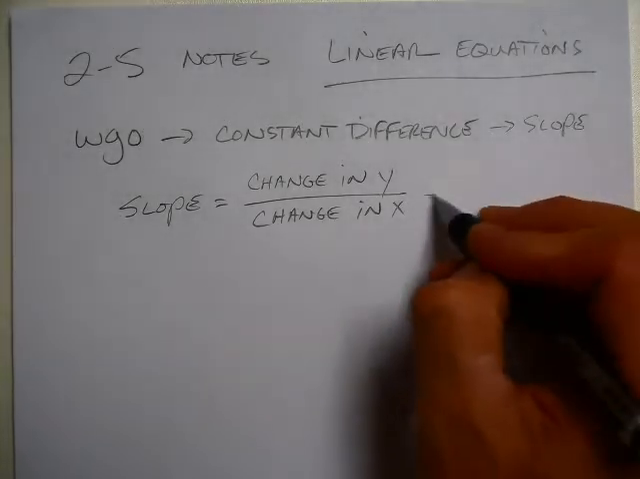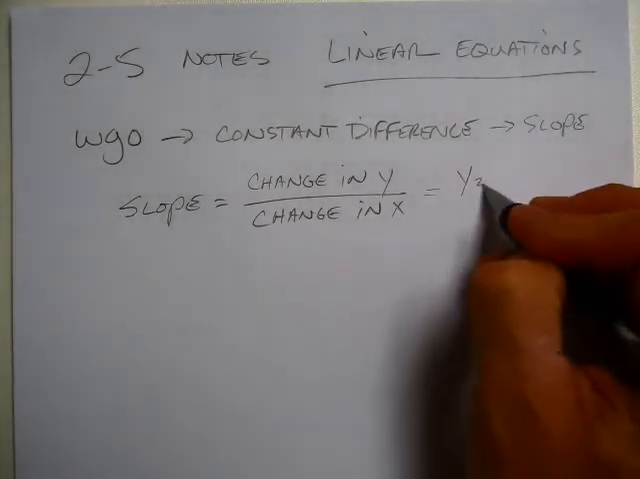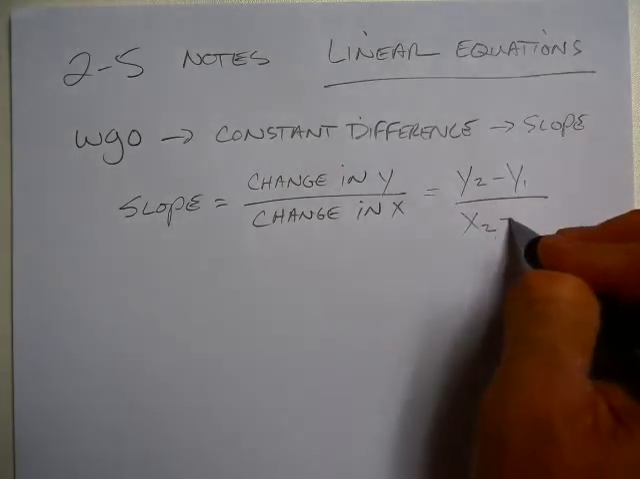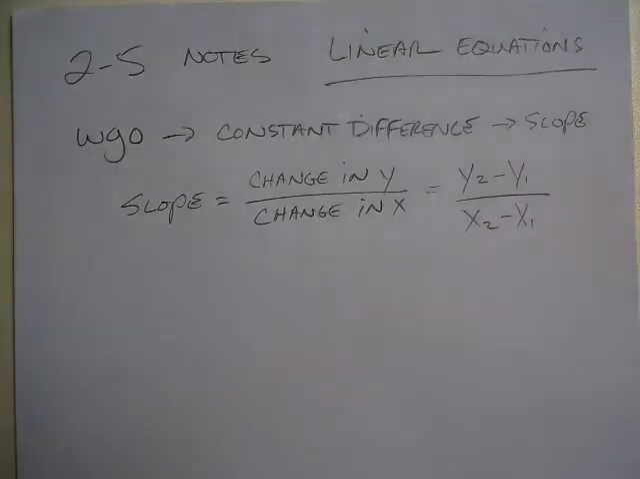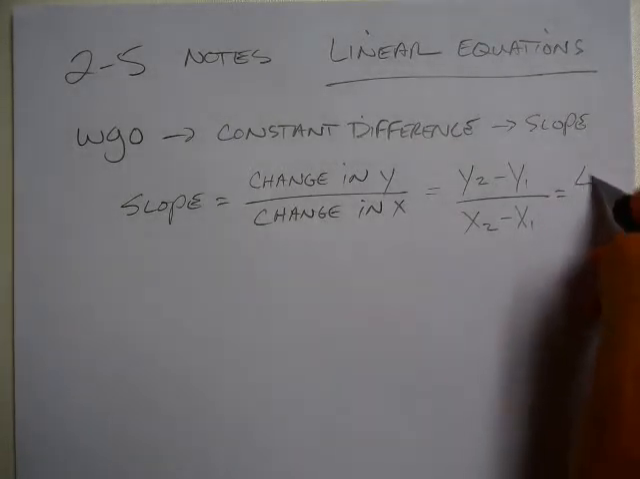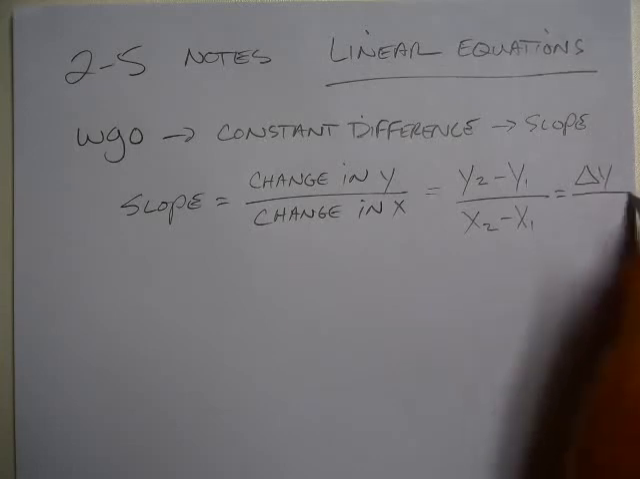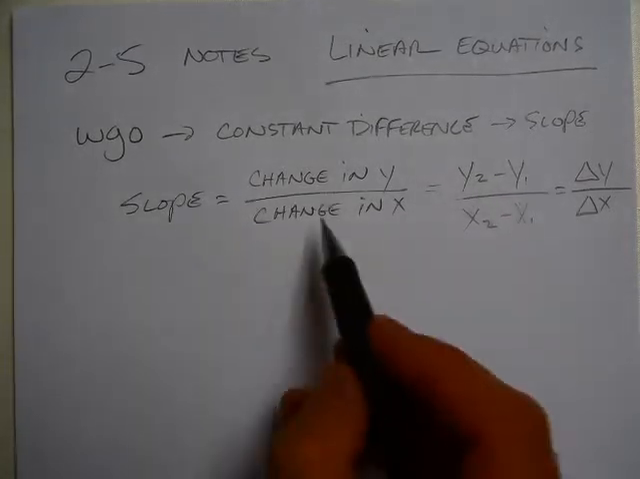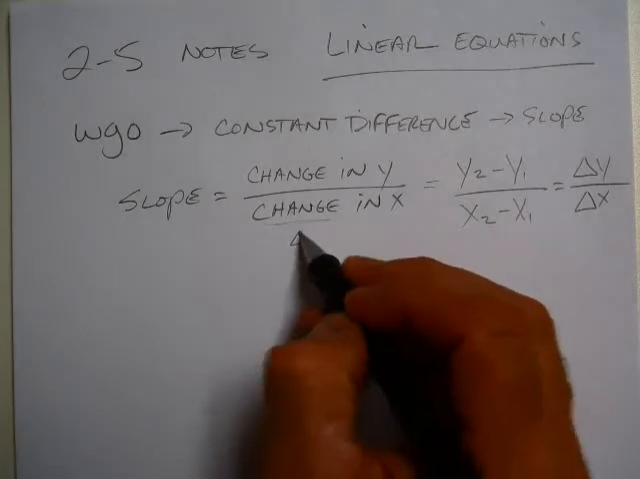Okay, change in y over change in x. The formula for that is this. Y sub 2 minus y sub 1 over x sub 2 minus x sub 1. Now, we've been doing that for a while. You just didn't know it. The other way that some of you may have seen this written is triangle y over triangle x. This is called delta y over delta x. And the triangle just means change. It's saying exactly the same thing as this.